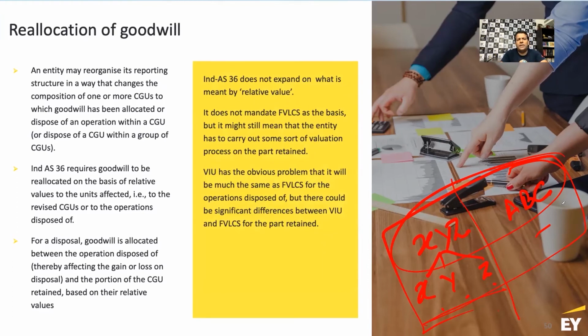Ordinarily, you will do it again with reference to the carrying value, based on the way we saw in the previous example. It does not mandate fair value less cost to sell, but it might still mean that the entity has to carry out some sort of valuation process on that part retained. So all of that is what you need to be mindful of as you look at the allocation and reallocation of goodwill.